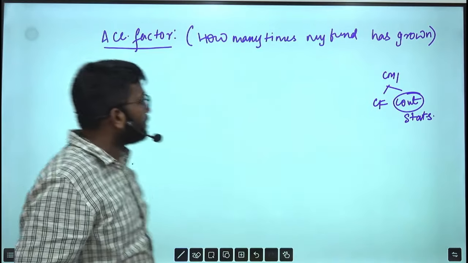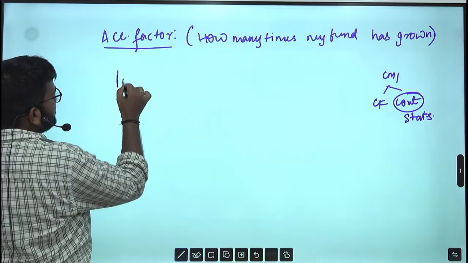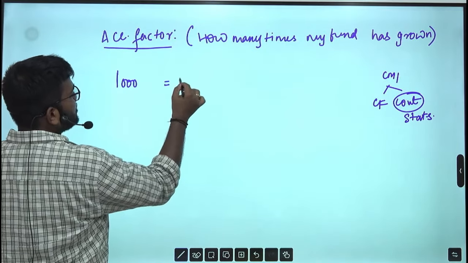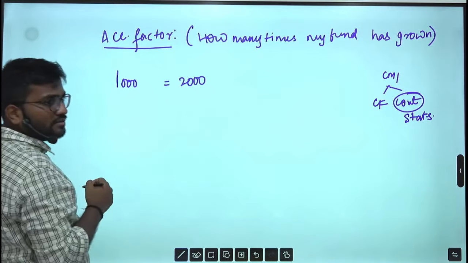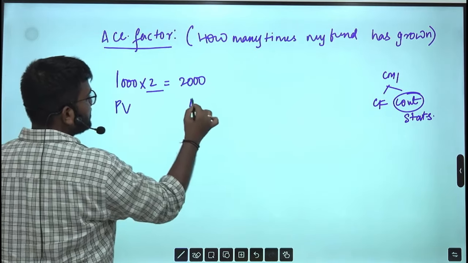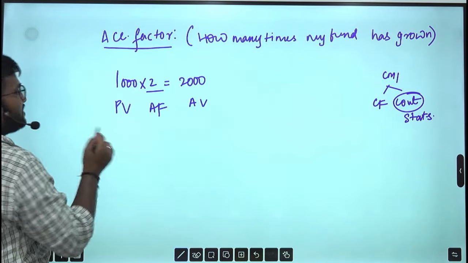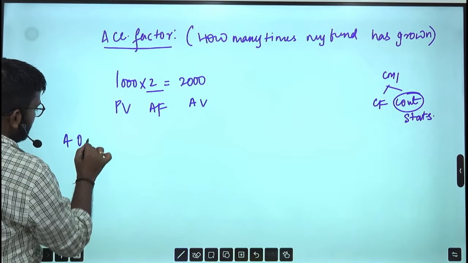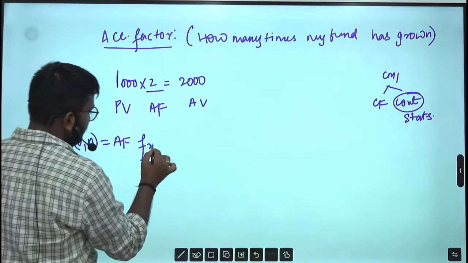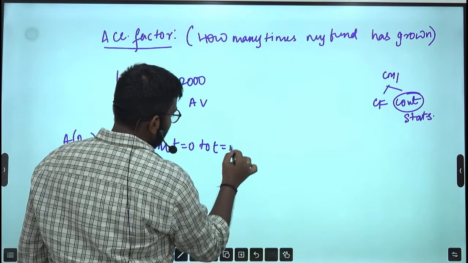Okay. How many times my fund has grown? So for example, you invest 1,000 today, and after 5 years, your fund is 2,000. So how many times has it grown? Two. So this is the present value, this is the accumulated value, and this is the accumulation factor. What is the notation? A0 to N. This is the accumulation factor from time 0 to time N.